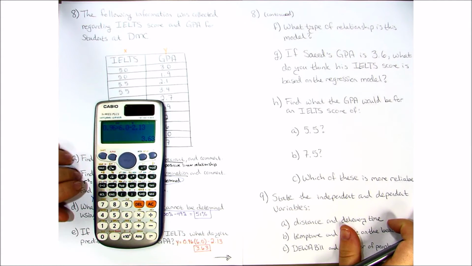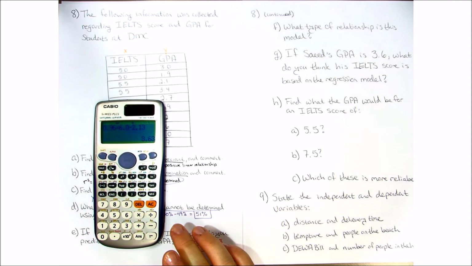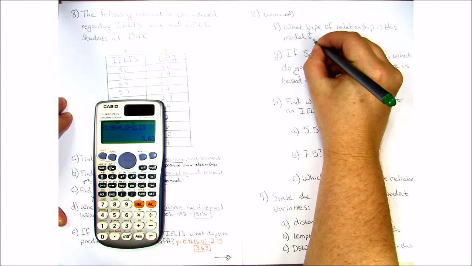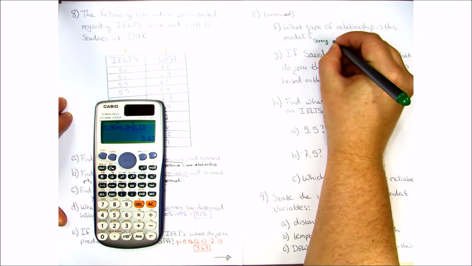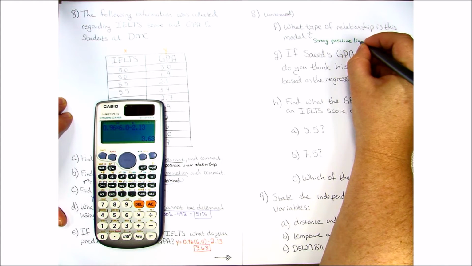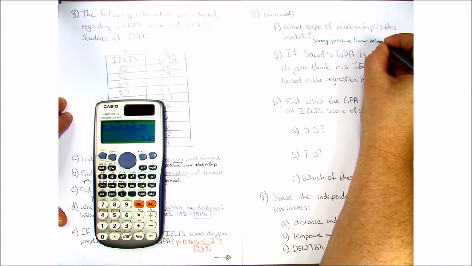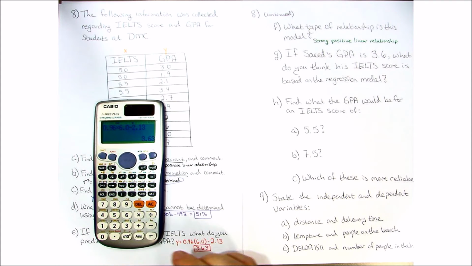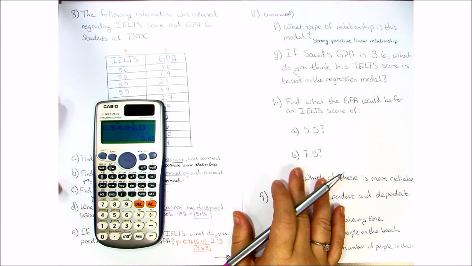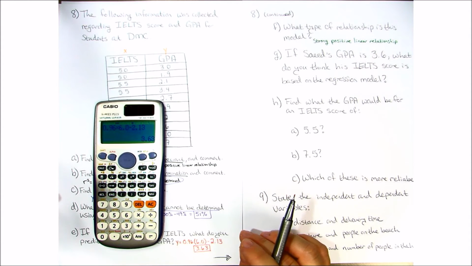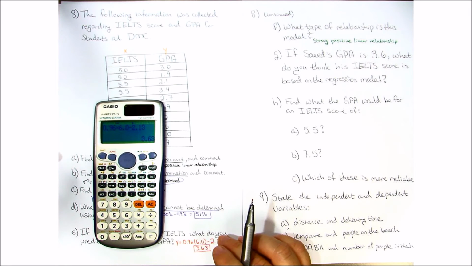Okay, what type of relationship is this model? Well, this is where we talked about this. This is a strong, positive, linear relationship. Okay, even though I will admit it is not nearly as strong as we would like it to be. If Saeed's GPA is 3.6, what do you think his IELTS score is based on the regression model?